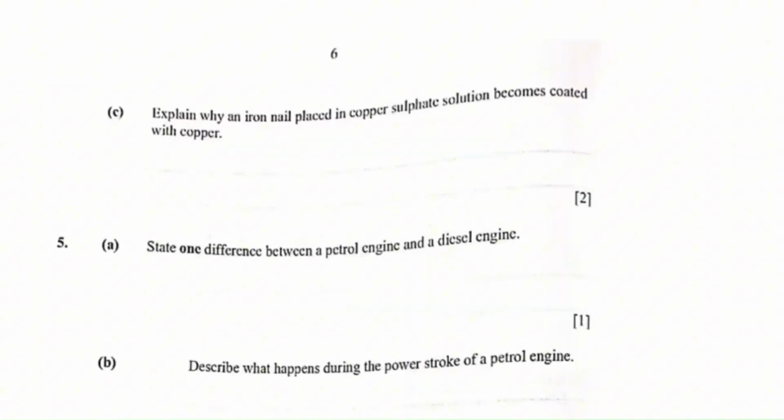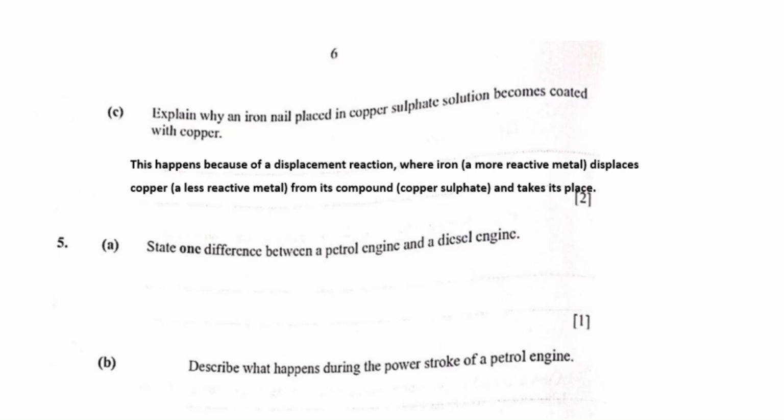Explain why an iron nail placed in copper sulfate solution becomes coated with copper. So this is due to what we call displacement. A displacement reaction takes place here. Because iron is more reactive than copper, it is going to displace copper from its salts and take its place.